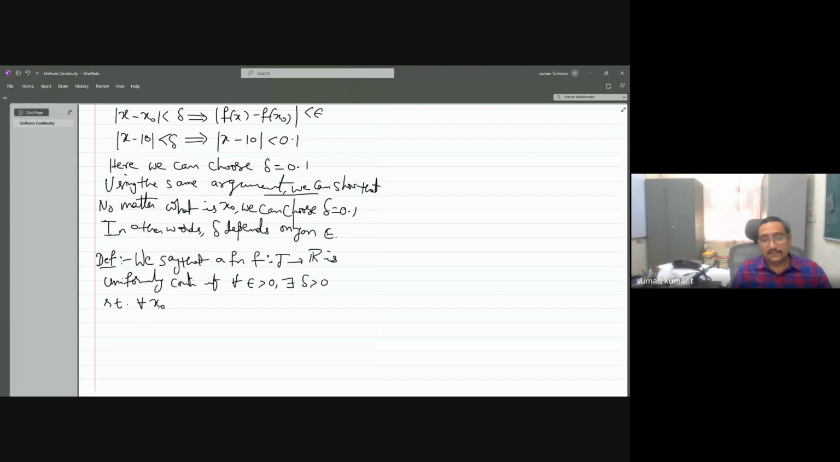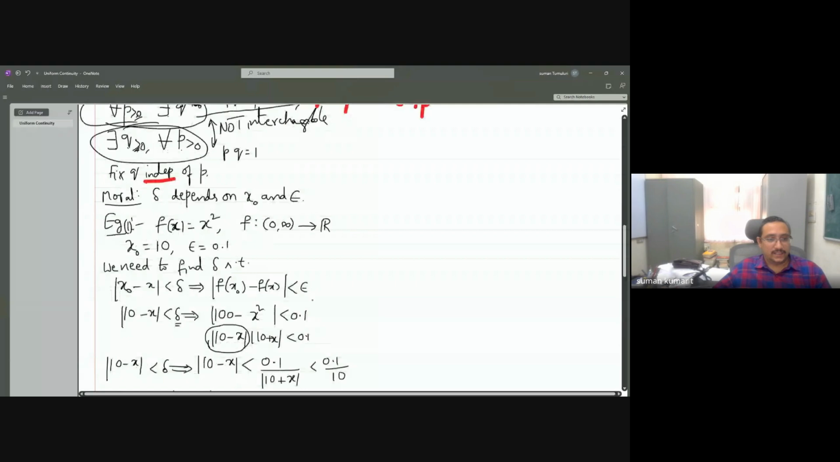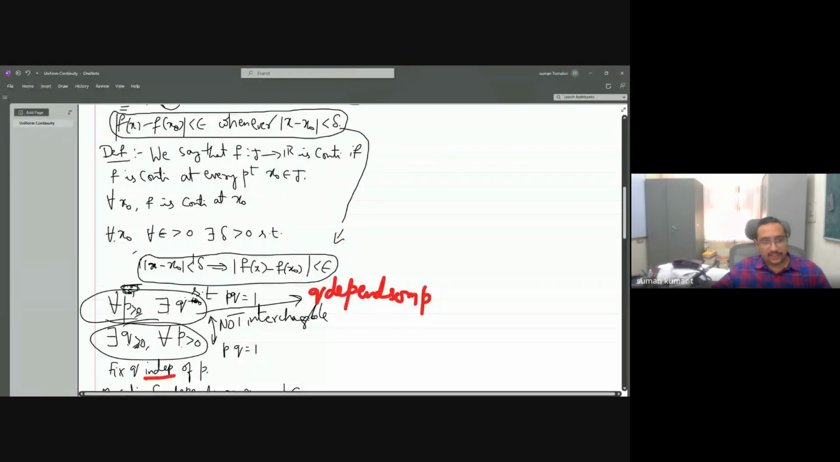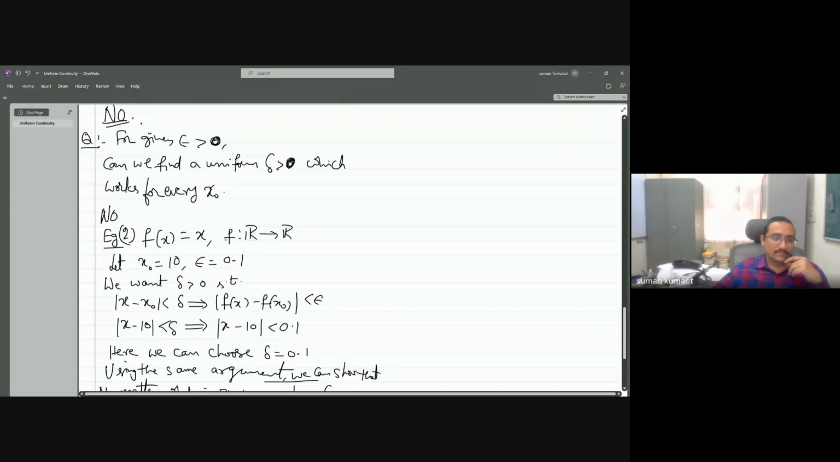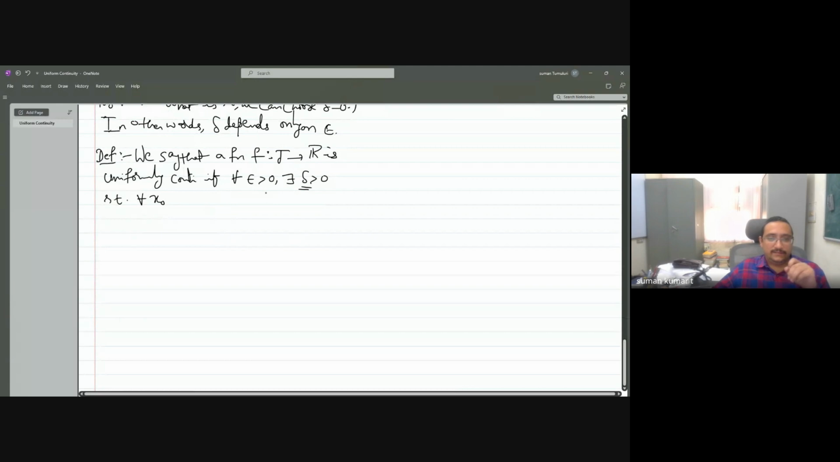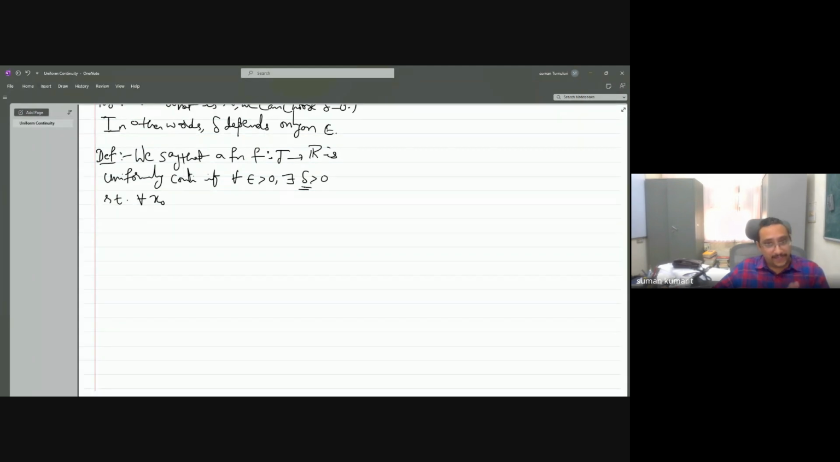Earlier, where did we write x naught? If you look at my earlier definition of continuity, x naught came first, and then delta came later. For every x naught was at the beginning, and then there exists delta came later. That means this delta may or may not depend on x naught. Now what I'm doing? This there exists delta comes first, before for every epsilon. That means this delta doesn't depend on x naught.